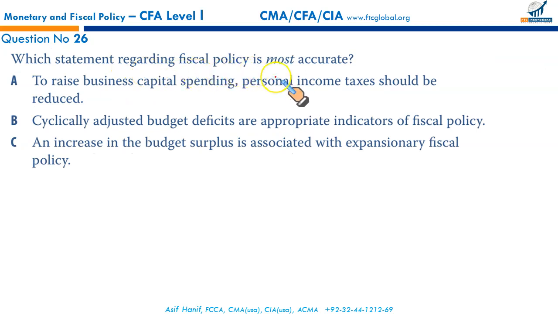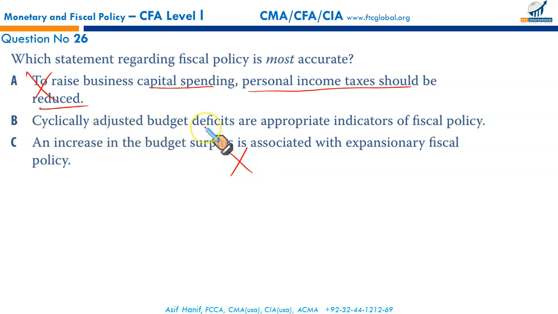Which statement regarding fiscal policy is most accurate? To raise business capital spending, personal income taxes should be reduced. Well, that might require corporate tax rates to be reduced, not the personal. So this is incorrect. An increase in the budget surplus is associated with expansionary fiscal policy. Well, that's rather contractionary. Incorrect. Then it has to be B.